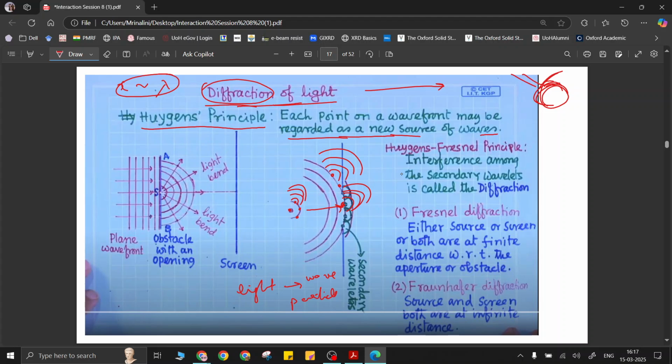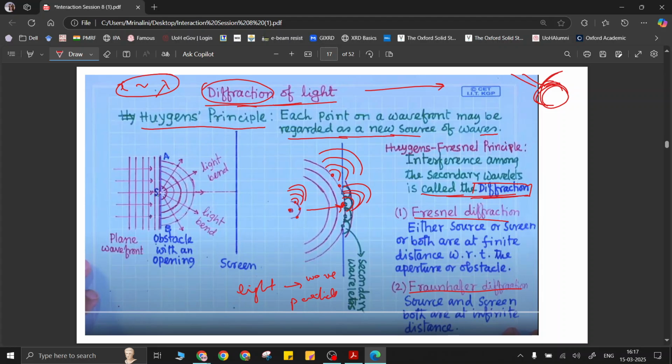And thus interference among these secondary wavelets is also called diffraction. Then we were discussing Fresnel diffraction and Fraunhofer diffraction. The basic difference is that under Fresnel diffraction, either the source or the screen, or both, are at finite distance with respect to the obstacle or the aperture.